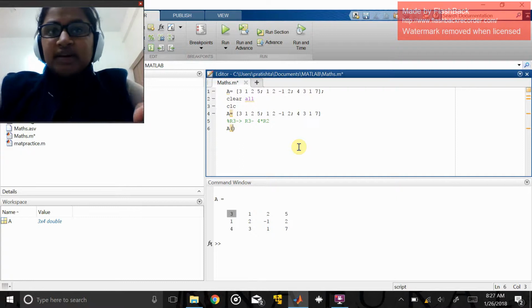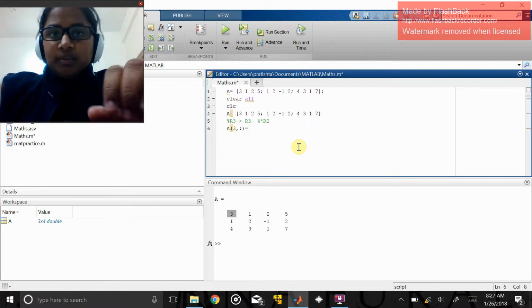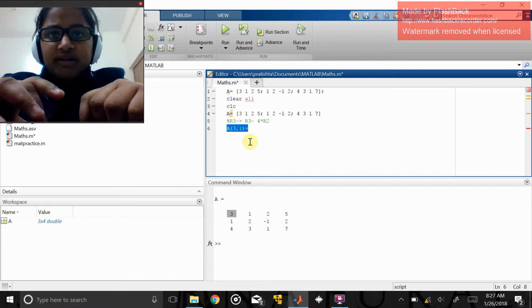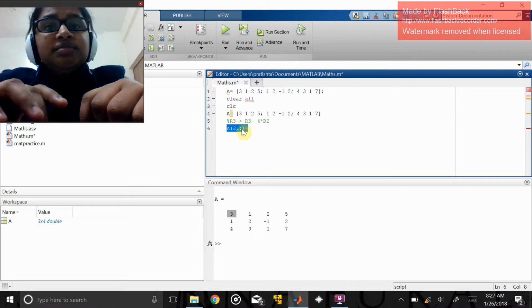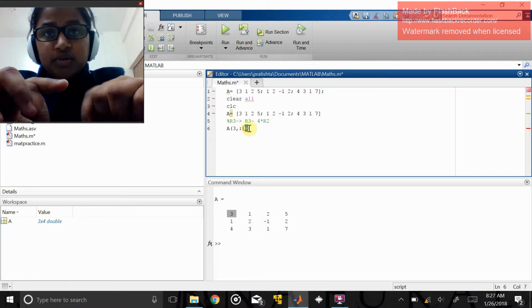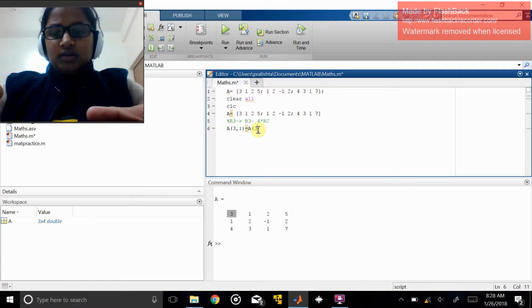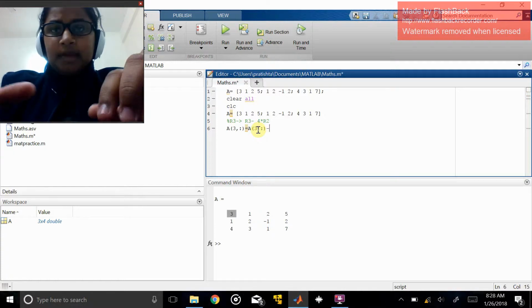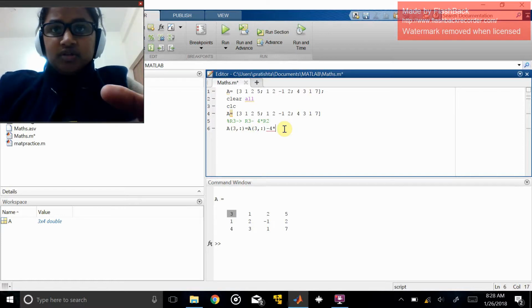In MATLAB, we can do this by simply specifying the row number in this format. Here, A in parenthesis we can write 3 comma and colon. This means the entire third row of the matrix A should now be equal to the third row of matrix A minus 4 times the second row of matrix A.